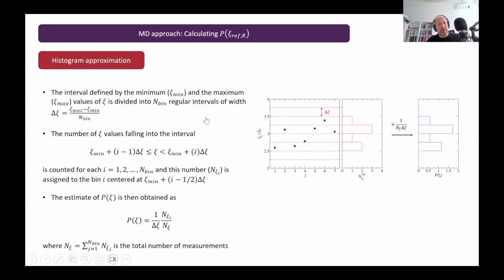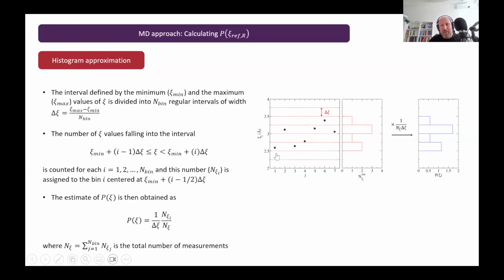Let me say something briefly about a histogram approximation that we can use to estimate probability density. In this method, the interval defined by the minimum and maximum value of the monitored coordinate xi is divided into several regular intervals. In my example, this is my minimal value, this is the maximal value, and I defined 6 regular intervals of width delta psi. The black points here represent measurements, the data that I could see in molecular dynamics, and this is just a small fragment out of all data.